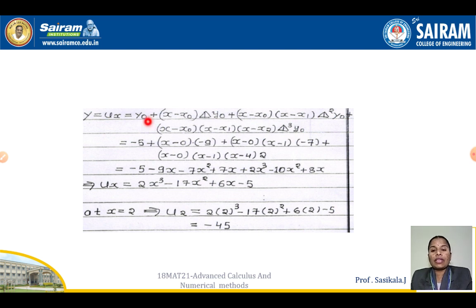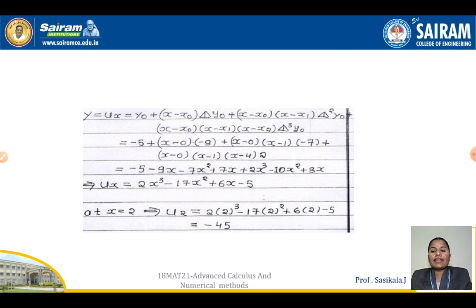Y0 I have taken from the table. X minus x0. You are not going to substitute your x value here. You are going to replace only x0, x1, del y0, del square y0 values, because the question is asked to fit a polynomial. So first we need to fit a polynomial. After that we are going to replace your x values. Okay. So substitute all the values here.